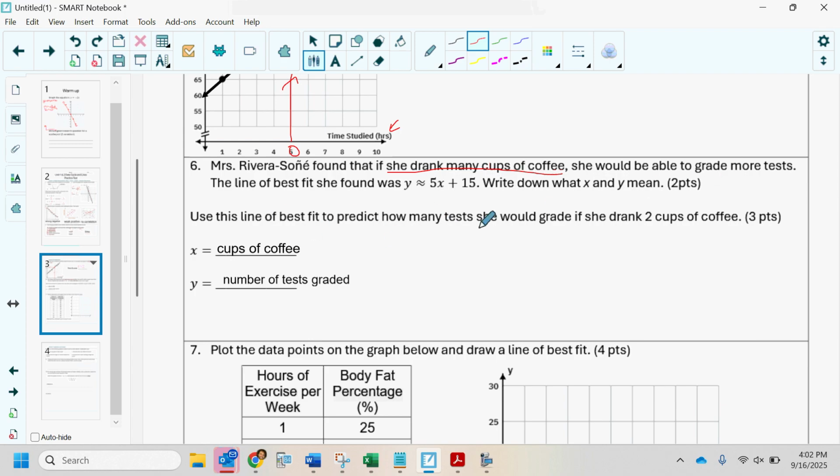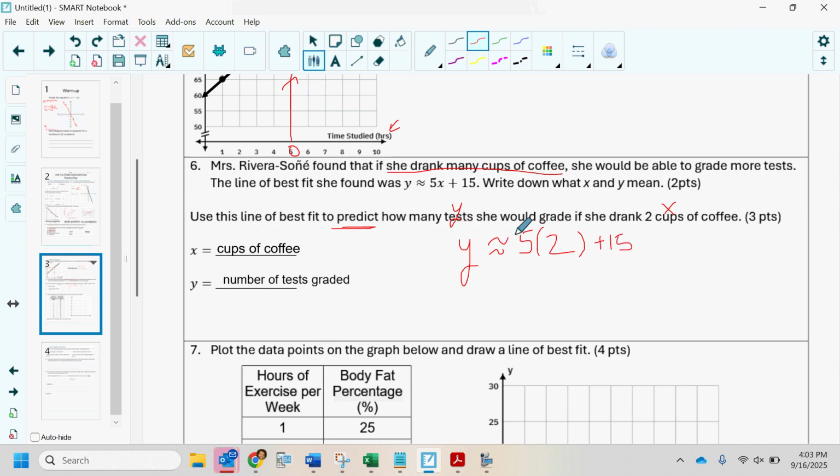We use this line of best fit to predict how many tests. How many tests is what variable? Y. She would need to grade if she drank 2 cups of coffee. Cups of coffee is an x, and so see how this 2 is going to be our x. So what we can do to show our work, we can say y is approximately 5, now instead of x, what's x going to be? X is going to be 2. And then plus 15.